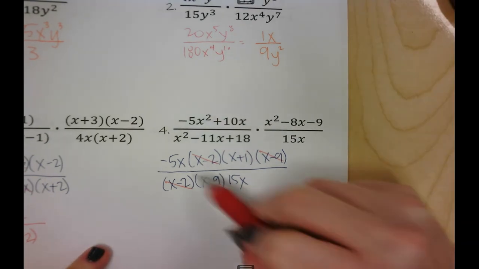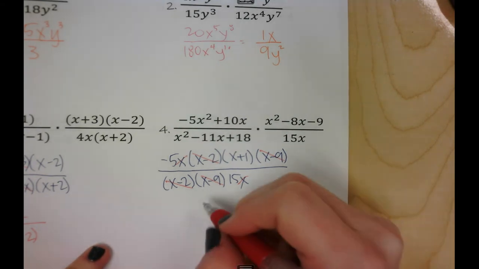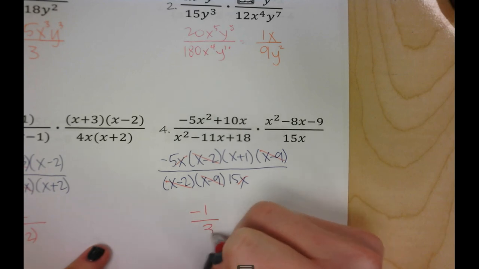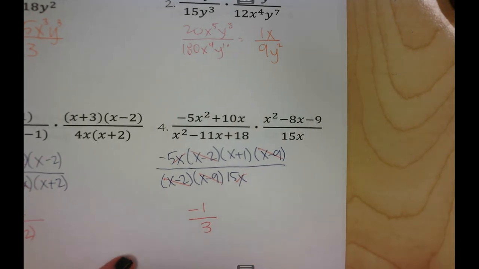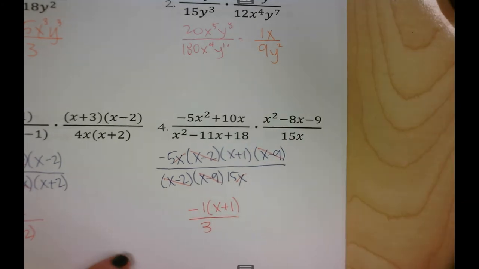We've got this x on top and this one on bottom, so those eliminate. And then we have negative 5 divided by 15, and that's negative 1 over 3. And we're left on top with x plus 1. All right, let me know if you have any questions multiplying our rational expressions.